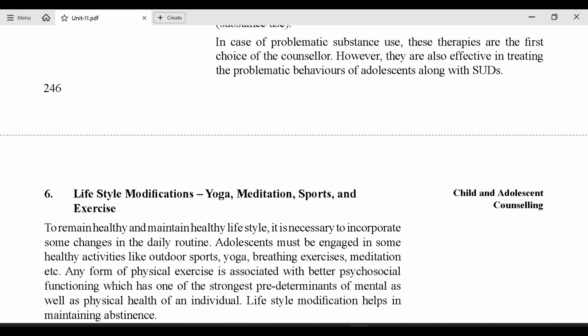In case of problematic substance use, these therapies are the first choice of the counselor. However, they are also effective in treating the problematic behaviors of adolescents along with SUDs.